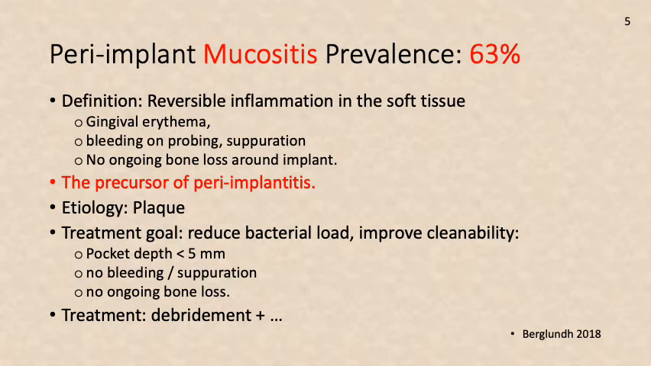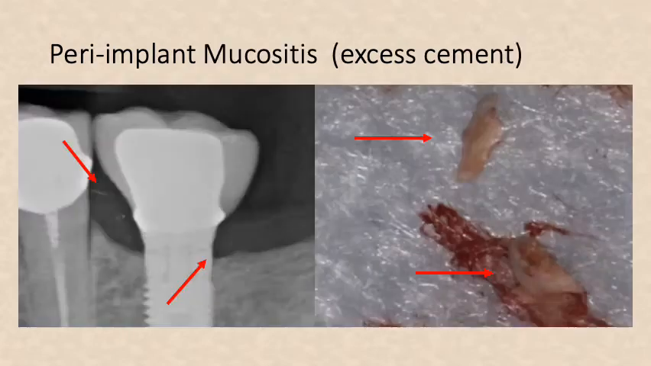Our treatment goal for treating mucositis is basically to reduce the bacterial load, therefore improving cleanability of this area of the implant. We want to achieve pocket depths less than 5 millimeters, not 4 like natural teeth. And we do not want bleeding or suppuration, and we do not obviously want ongoing bone loss. The treatment consists of debridement, and some other authors have added other antimicrobials that may assist. However, the main factor in treatment is debridement.